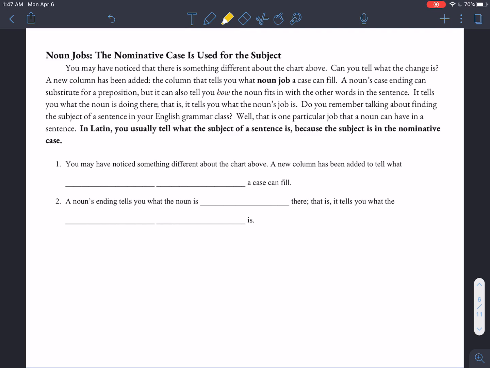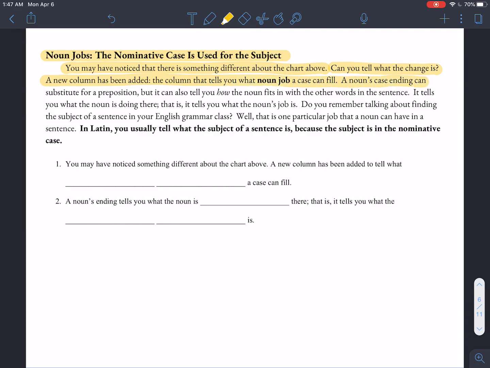All right, so first things first, we're going to talk about noun jobs. The nominative case is used for the subject. You may have noticed that there is something different about the chart above, the one we just filled in. Can you tell what the change is? A new column has been added, the column that tells you what noun job a case can fill.